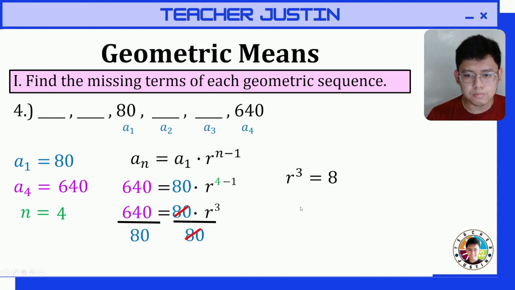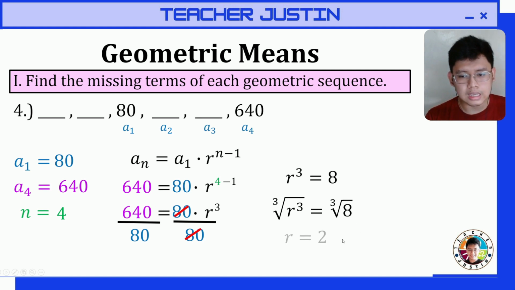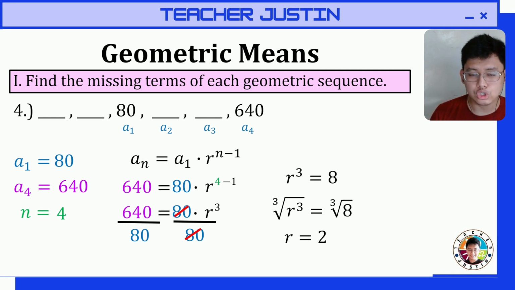Then, we get the cube root of both sides para matanggal yung exponent na 3. So, the cube root of r raised to 3 is r. And the cube root of 8 is 2. So, our common ratio for this sequence is 2.